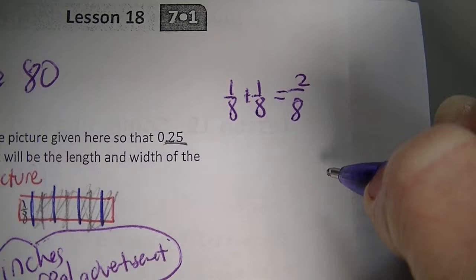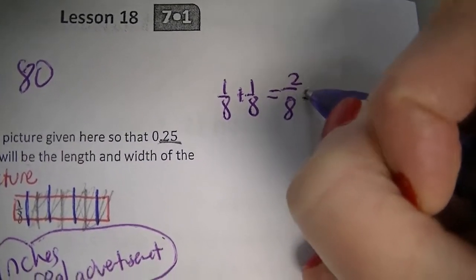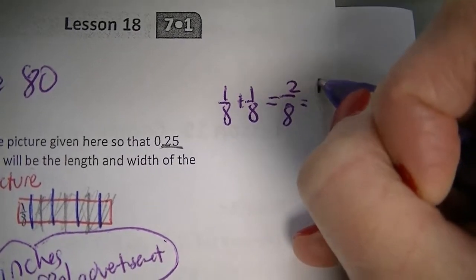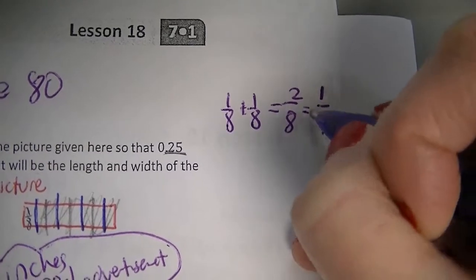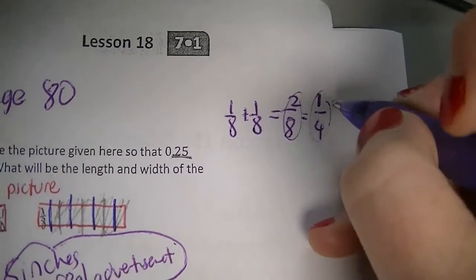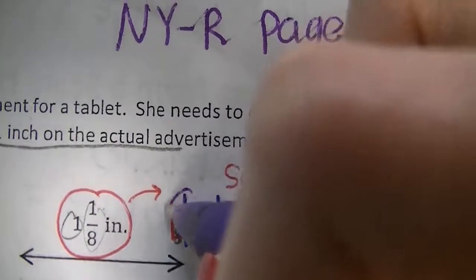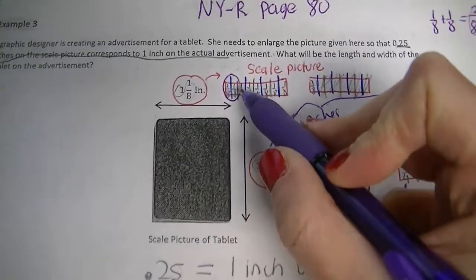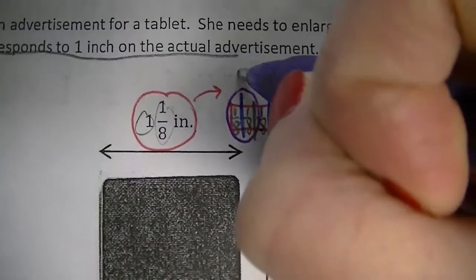That doesn't say 1/4 yet, but you should hopefully know that you can simplify that fraction. You're going to divide by 2, and you would get 1/4. 2 divided by 2 is 1. 8 divided by 2 is 4. So 2/8 is equal to 1/4. So do you see a 2/8 here? No. But I see 1/8 plus 1/8, that's 2/8. So remember, in real life, 1/8 plus 1/8 is 1/4, which would equal 1 inch on the actual advertisement. So here's 1 inch.